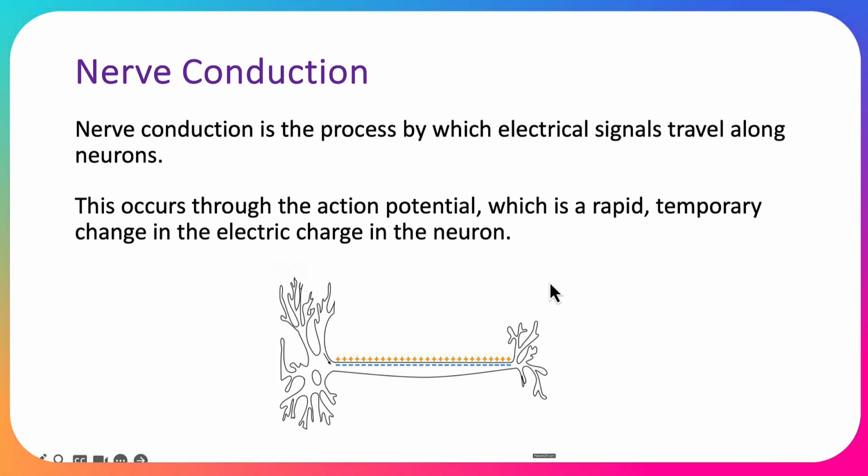And so the actual nerve conduction is called an action potential. It's a rapid temporary change in the electrical charge in the neuron. You can see how it's represented here. We're going from the soma to the axon terminals, and you can see normally it's negative on the inside and positive on the outside of the neuron. So the action potential is actually a rapid switch, so it's positive on the inside and negative on the outside, and that is what moves down the neuron.